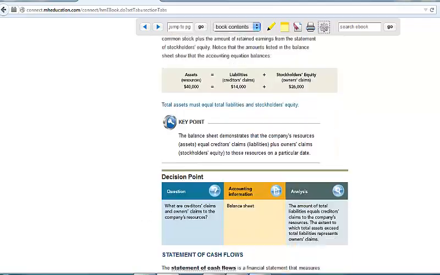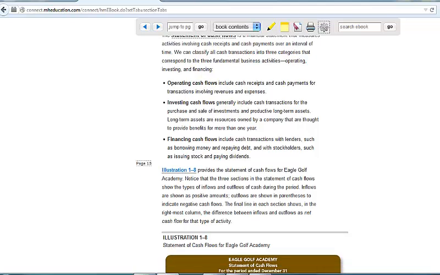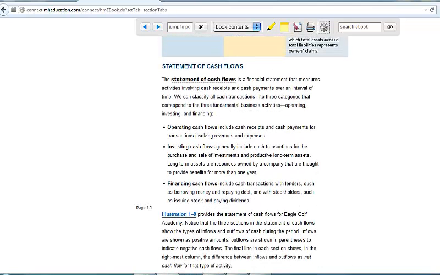And lastly, we have our statement of cash flows. This is a financial statement that measures activities involving cash receipts and cash payments over an interval of time. You can classify all the cash transactions into 3 categories that correspond to 3 fundamental business activities: operating, investing, and financing. Operating cash flows include your cash receipts and cash payments for the transactions involving revenues and expenses. So all of these are going to come from your income statement, the revenues and expenses.